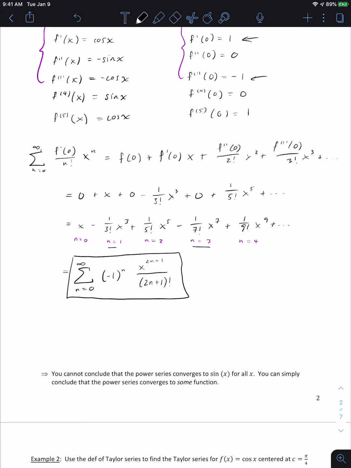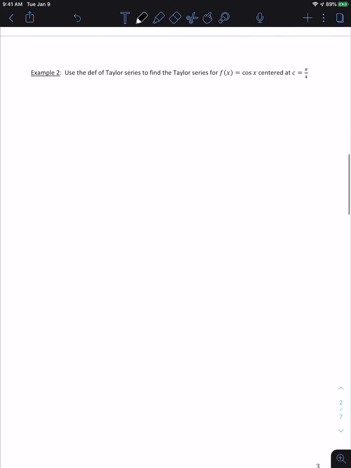So again, just a little side note here, I cannot conclude that the power series converges to sine x. I just know that this power series converges to something, right? So this was a power series that I derived from looking at sine x, but I can't actually confirm that it converges to sine x unless I do a little bit more work. But again, that's a little bit above our pay grade. We're just going to be looking at finding those Taylor and Maclaurin series.